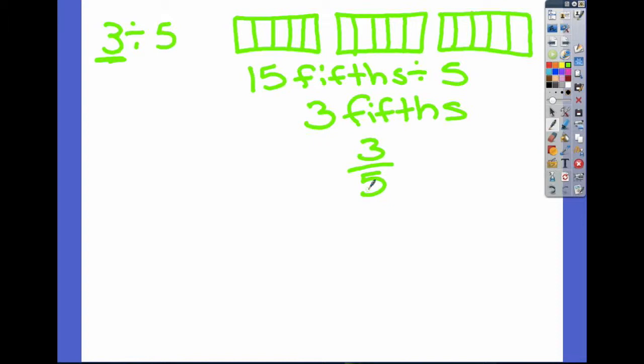How would I know? Let's look at this. How could I just look at the division problem and know automatically that it's going to be 15 fifths? What do you think? Turn and talk to your neighbor, quickly. What do you think? 5 times 3 is 15, and you already have 5. Okay, time's up.